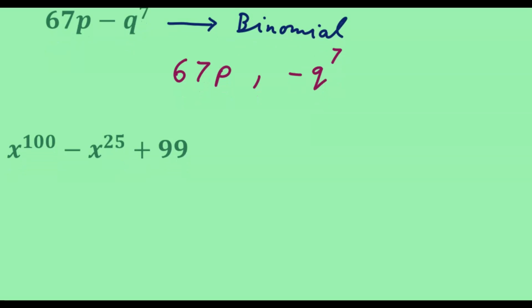Let us consider the next one. We have x to the power of 100 minus x to the power of 25 plus 99. First of all, let us consider the terms that this polynomial has. The first term is x to the power of 100. The second term is negative x to the power of 25. And the third term is 99. We can see that this polynomial has 3 terms, and so this is a trinomial.